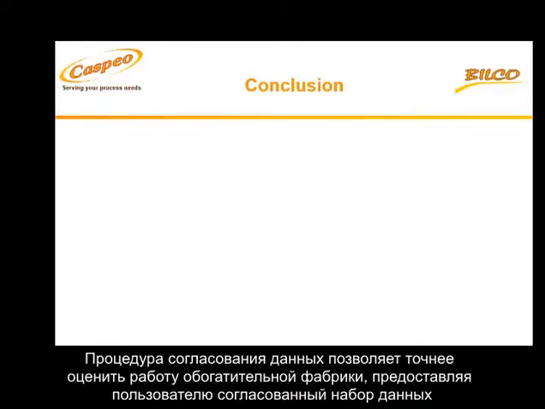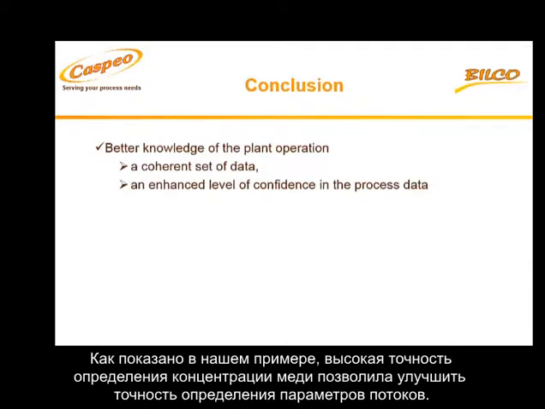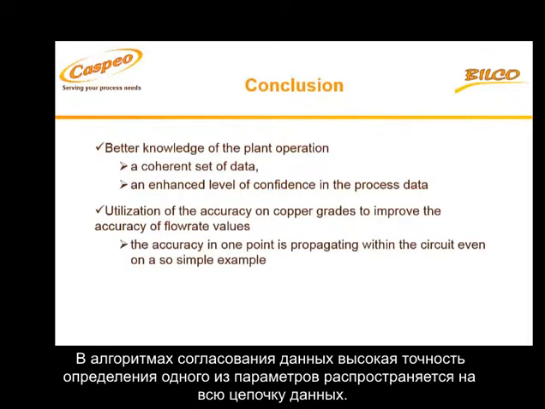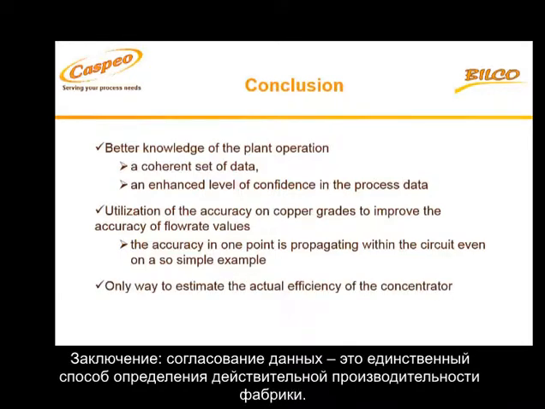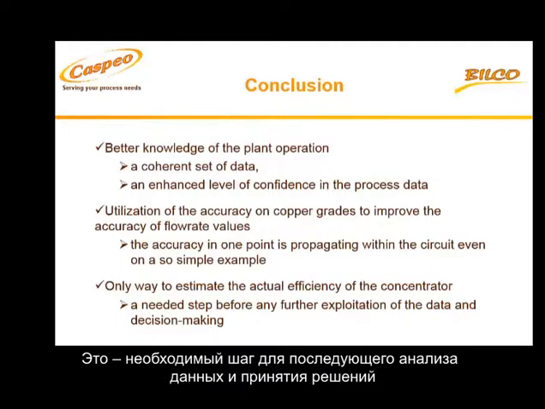Data reconciliation will ensure a better knowledge of the plant operation, providing a coherent set of data and an enhanced level of confidence in the process data. As shown in this example, the accuracy on copper grades has been used to improve the accuracy of flow rate values. With data reconciliation, the accuracy in one point is propagating within the circuit. In conclusion, data reconciliation is the only way to estimate the actual efficiency of the concentrator. It is a decisive step before any further exploitation of the data and decision making.